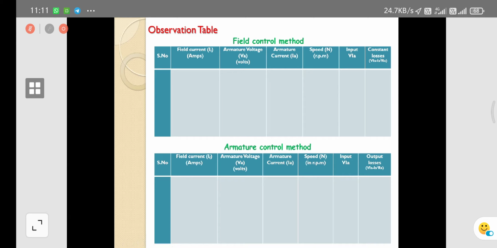In the armature control method, the field current has to be constant. I am taking only one field current reading. How to do this experiment? Suppose I take 0.8 amps. Here the 0.8 amps is constant, and there is no change in it. But how to fix this value here?